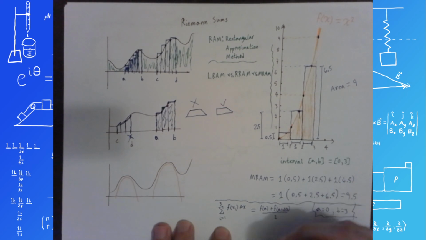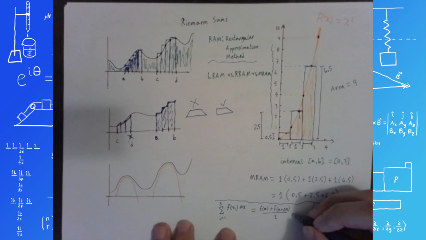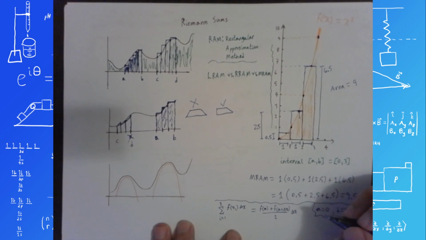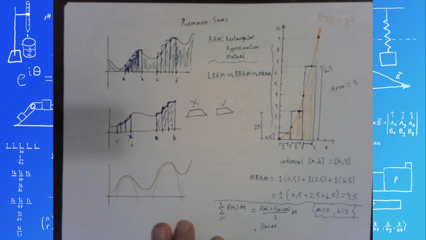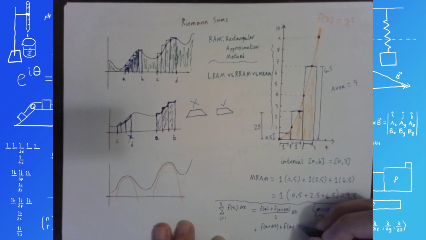Then my second term, oh, and times the width, so times delta x, plus f of a plus delta x, f of a plus delta x. I should have started this somewhere higher. Plus f of a plus 2 delta x all over 2, and then times delta x.